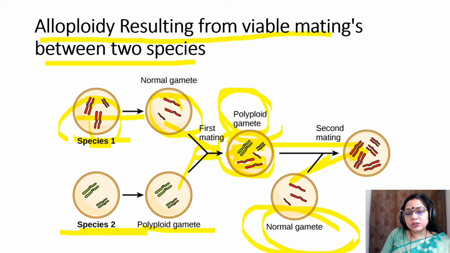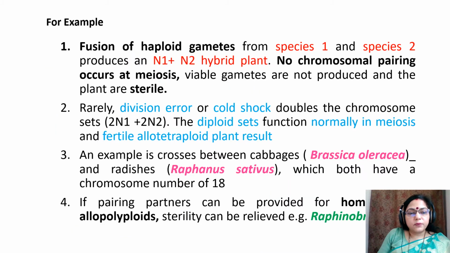Here, each set of chromosomes is complete and it is a polyploid, an allopolyploid with two different types of genomes. For example, fusion of haploid gametes from species 1 and species 2 produces an N1 plus N2 hybrid plant. No chromosomal pairing occurs at meiosis, viable gametes are not produced and the plant is sterile.